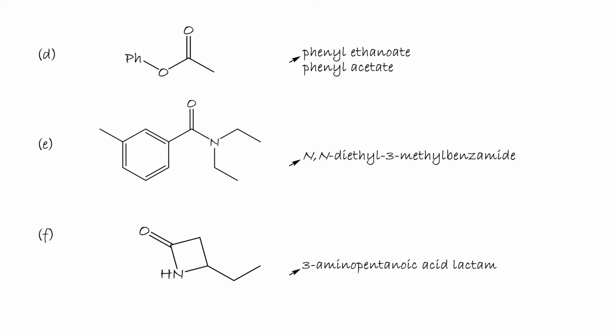For this compound, here we have the acid, and we have an O-phenyl, that is an ester, so it is phenyl with the two-carbon ethanoic acid. It will be ethanoate because it's an ester, so it is phenyl ethanoate. Or the common name, since it's two carbons, acetic acid, so it's phenyl acetate, right?